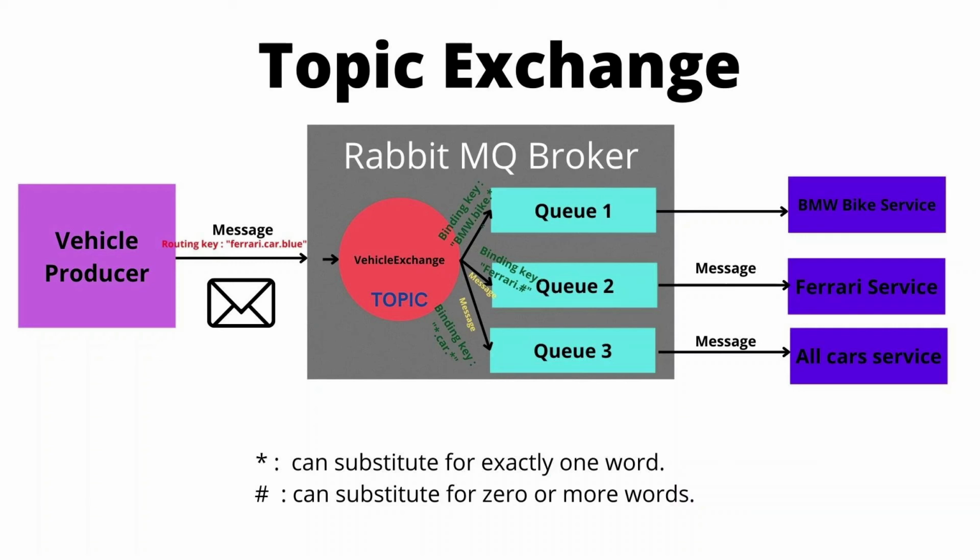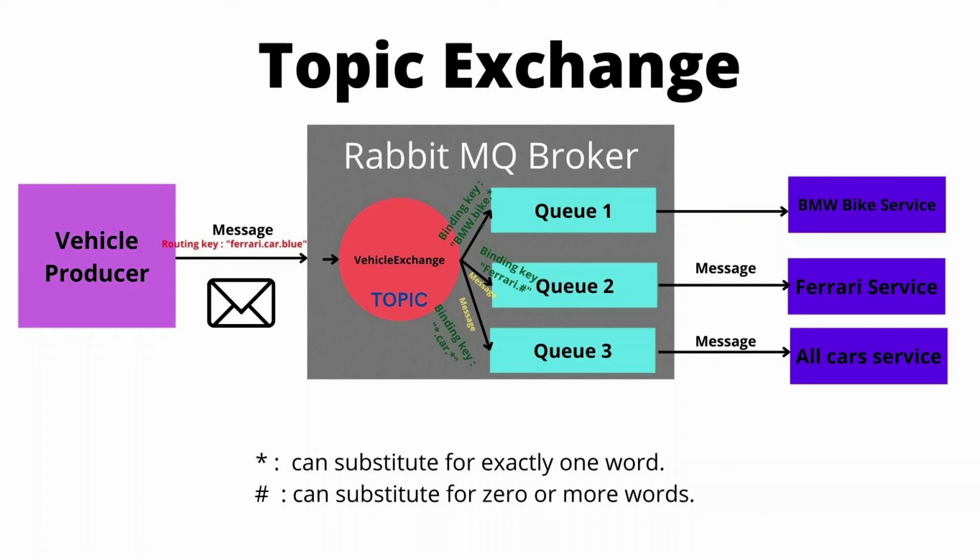So it could be bmw.bike.red, bmw.bike.blue, literally anything. This would cause the exchange to route the message to Q1 if we had a routing key of bmw.bike and one word only, and this word could have any value. The second queue, for example, which has a binding key of Ferrari.hash, needs to have the first word as Ferrari, and whatever after that doesn't matter, because the hash means that we can substitute here anything from zero to infinitely any number of words.